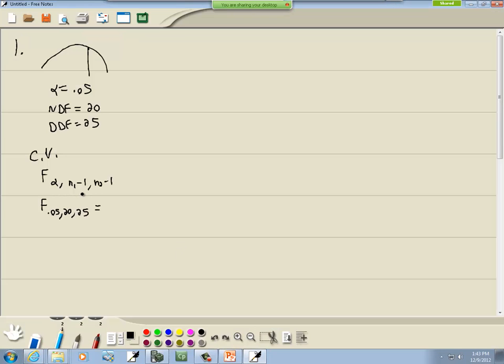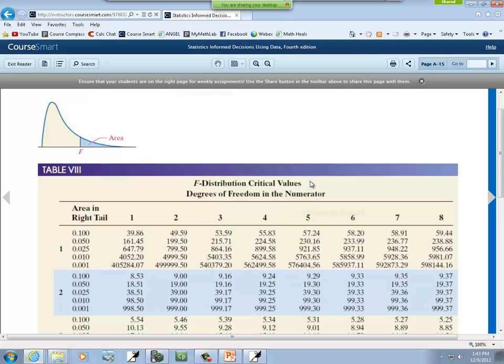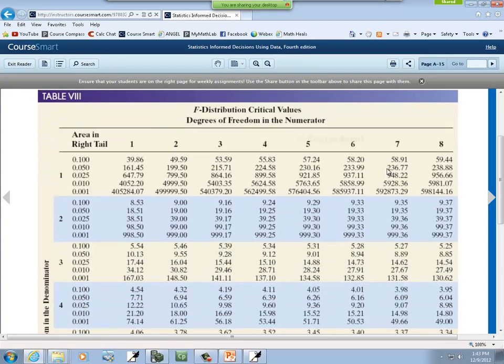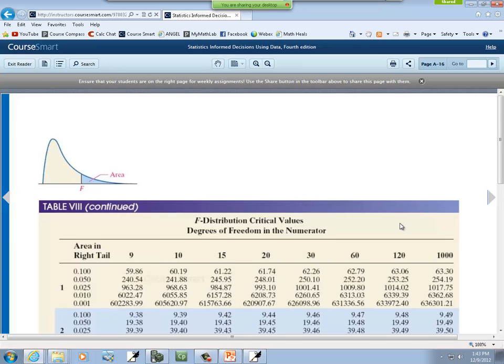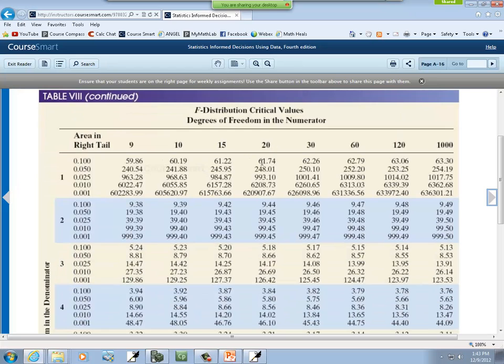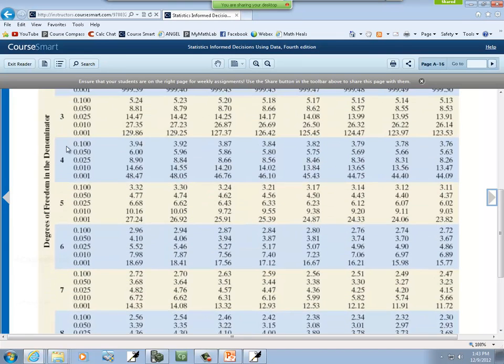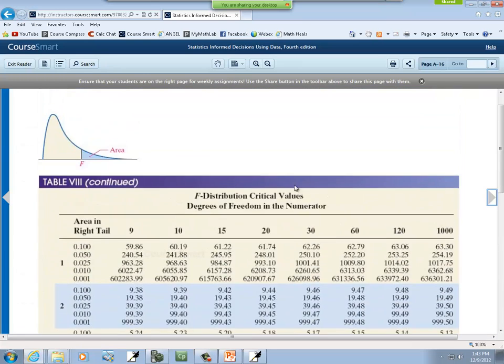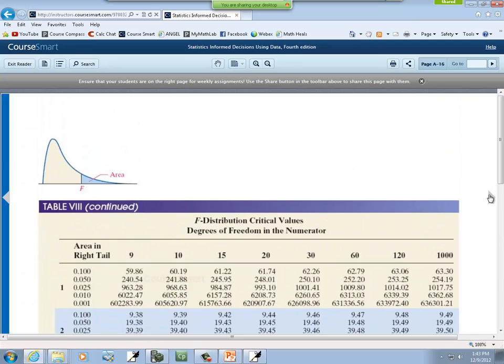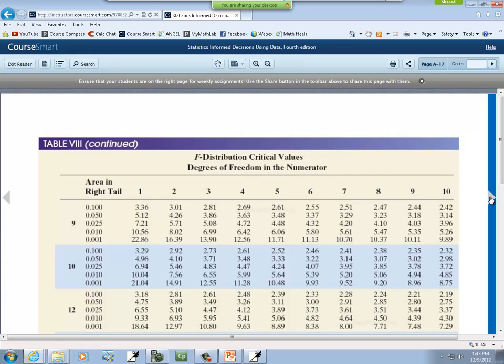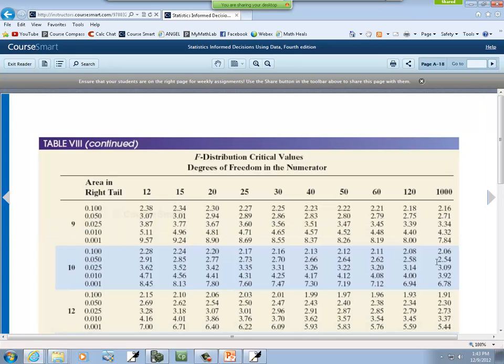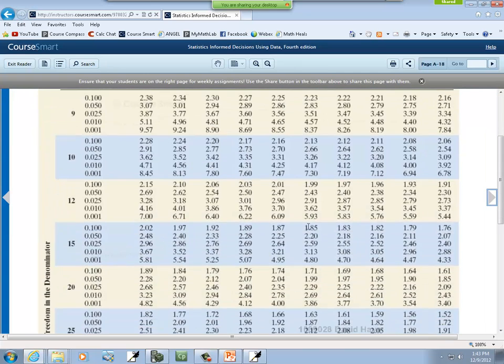Okay, numerator degrees of freedom was 20. Numerator degrees of freedom is across the top. Well, this is 1 through 8, so that's no good. Go to the next page. Well, here we have 20, but the denominator degrees of freedom is 25. The denominator degrees of freedom is on the left side here, and this only goes to 8, so that's no good. Let's go to the next page. That's obviously not any good. Okay, this one I think will work. Yeah.